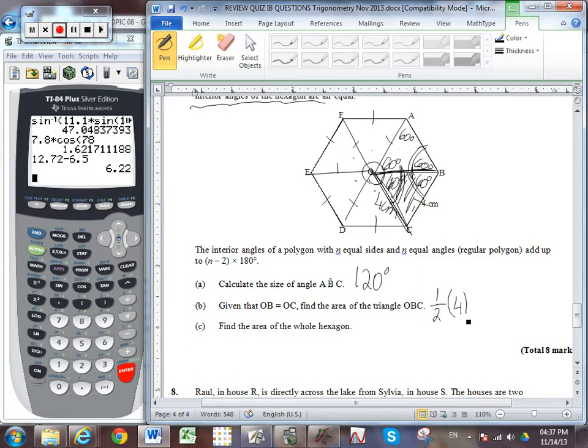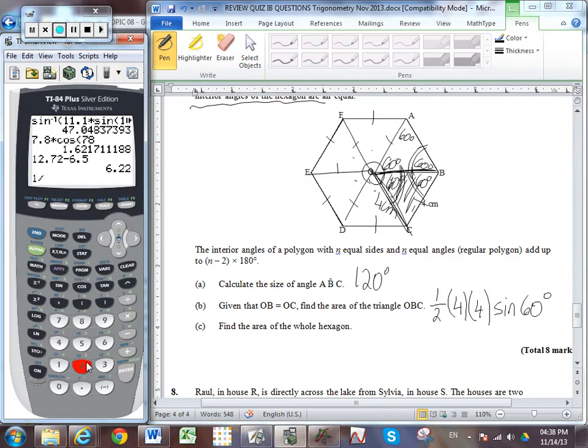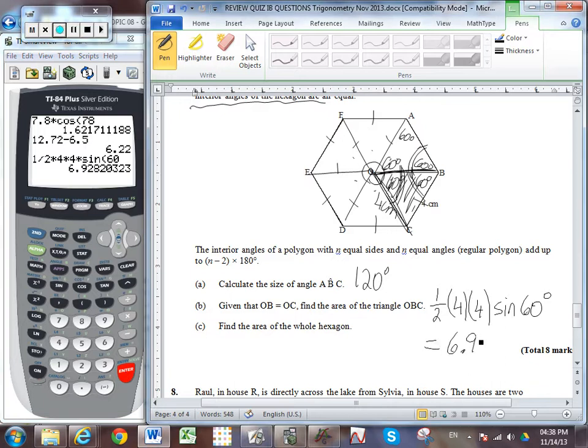We go 1/2 times the product of the sides times the sine of the angle in between them. So let's see. 1/2 times 4 times 4 times the sine of 60 gives us 6.93, and our units here are centimeters squared.